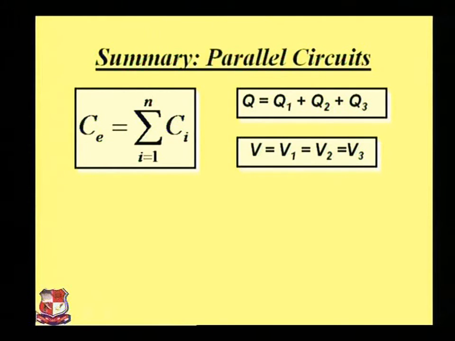This is the summary for the parallel plate capacitor. Equivalent capacitance is found from the equation Ceq equals the sum from i equals 1 to n of Ci. The charges are a summation for the parallel case, Q equals Q1 plus Q2 plus Q3, but the voltages are the same, V equals V1 equals V2 equals V3. But if you take the series circuit summary, then 1 over Ceq becomes the sum from i equals 1 to n of 1 over Ci, and the charges are not a summation but are the same, Q equals Q1 equals Q2 equals Q3, and the voltage becomes V equals V1 plus V2 plus V3. These are reciprocal to each other.